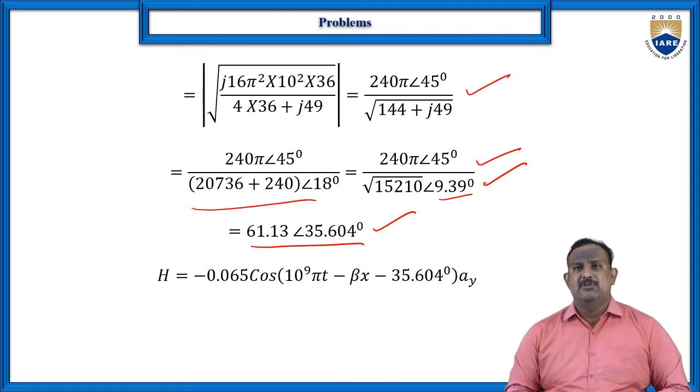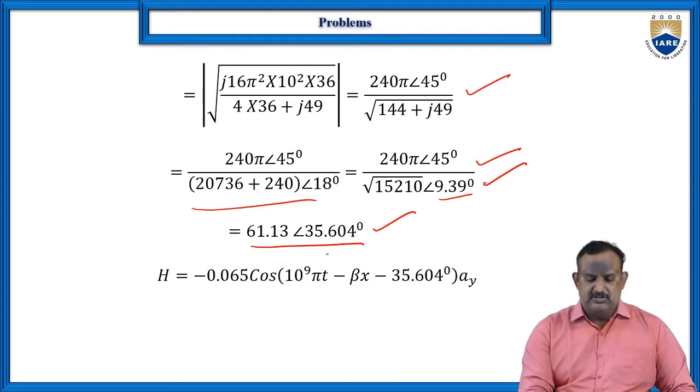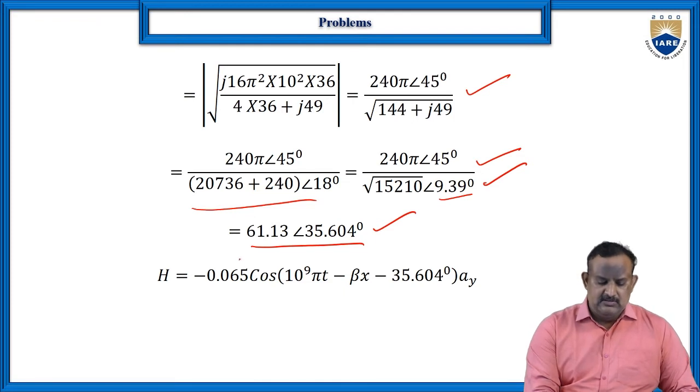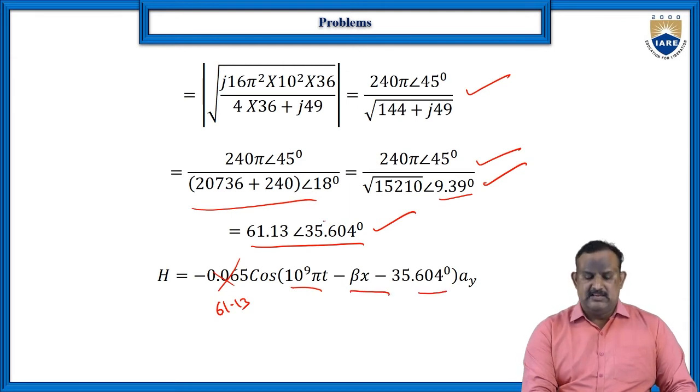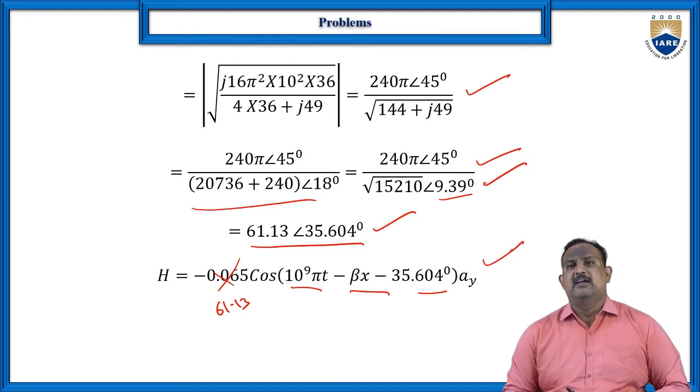Therefore, the magnetic field intensity is, here we need to substitute the amplitude value. The amplitude is 61.13 into cos of (10 power 9 pi t, or omega t, which is actually given, minus beta x minus this angle 35.64 degrees) into ay. So this is the magnetic field intensity of the given problem.